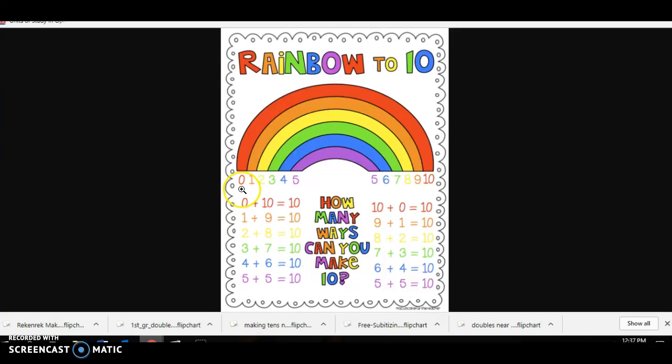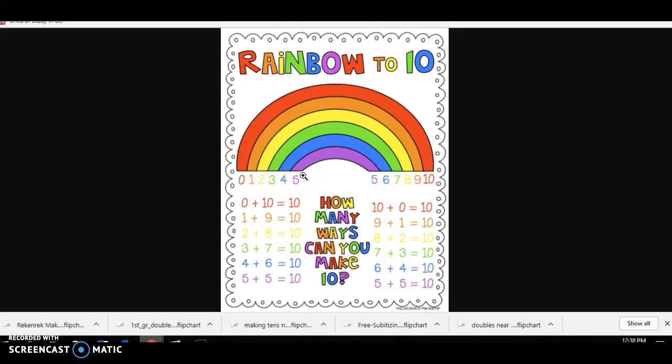For example, on this page, if you know 0 and 10, you also know 10 and 0. So that's double whammy, bang for your buck there. Same if you know 1 plus 9 is 10, then you also know 9 plus 1 is 10. If you know 2 plus 8 is 10, then you also know 8 plus 2 is 10. If you know 3 plus 7 equals 10, then you also know 7 and 3 is 10. 4 plus 6 is 10. You also know 6 and 4 is 10. And of course, most children know 5 and 5 is 10.